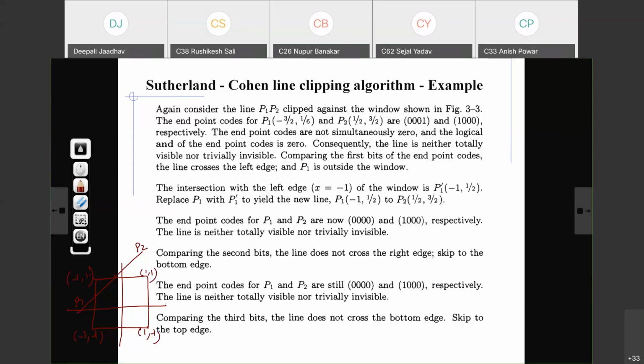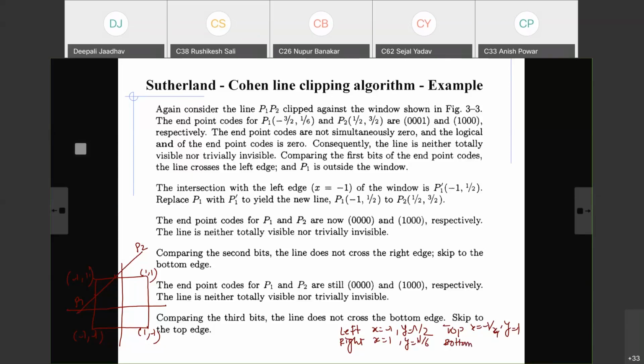So for left, I write here, x is equal to -1, y is equal to 1/2. For right, x is equal to 1, y is equal to 11/6. For top, x is equal to 1/4 and y is equal to 1, that we have calculated previously. And for bottom, x is equal to -13/4 and y is equal to -1.